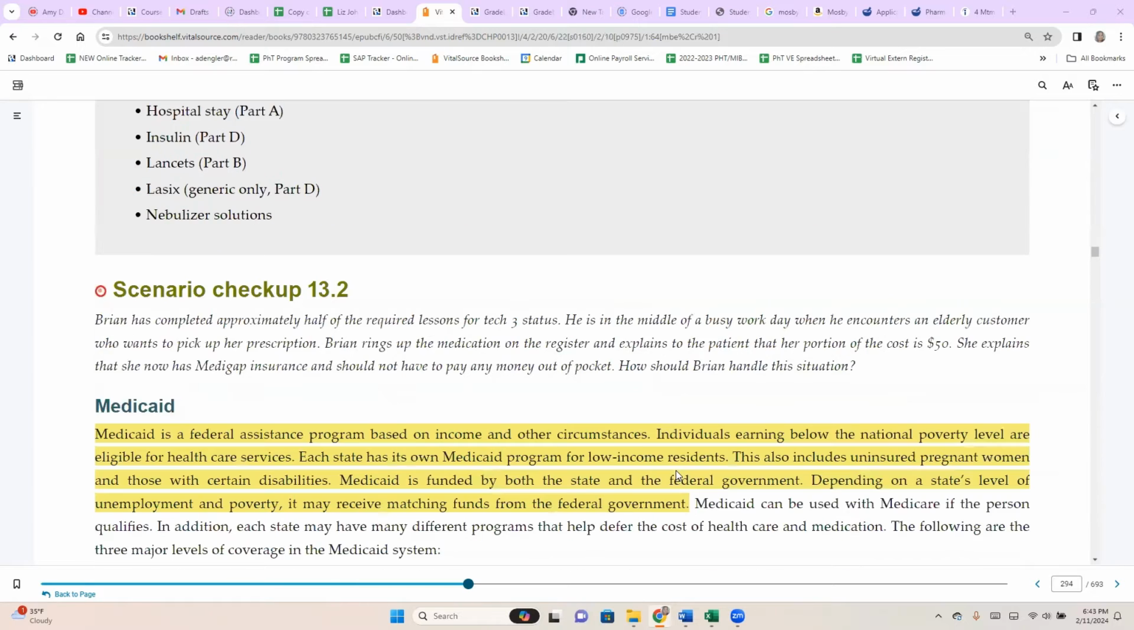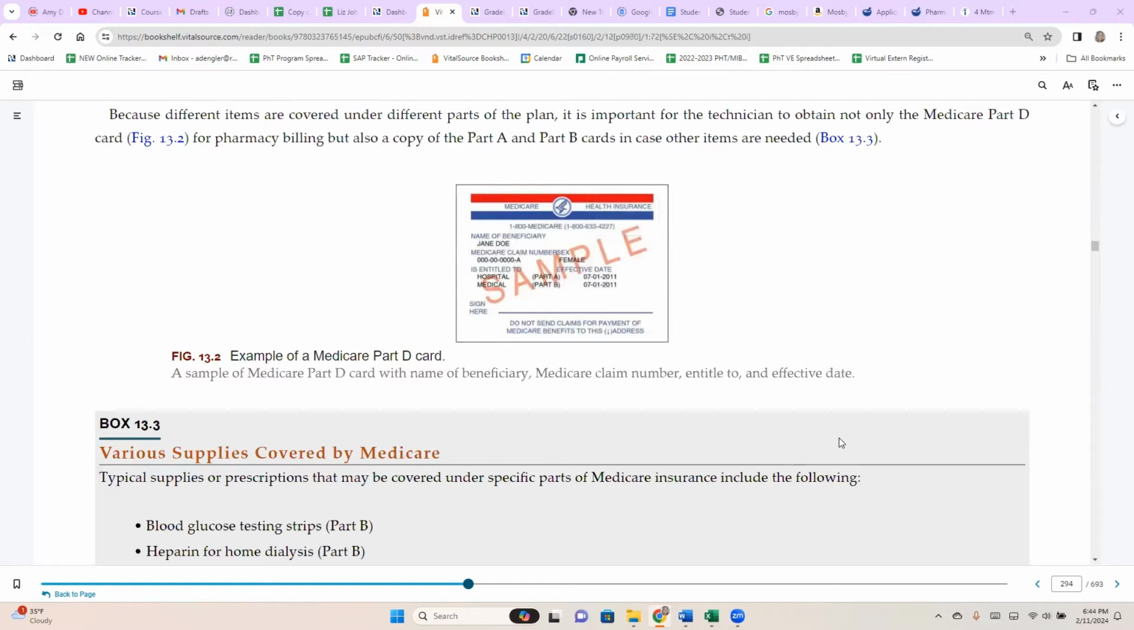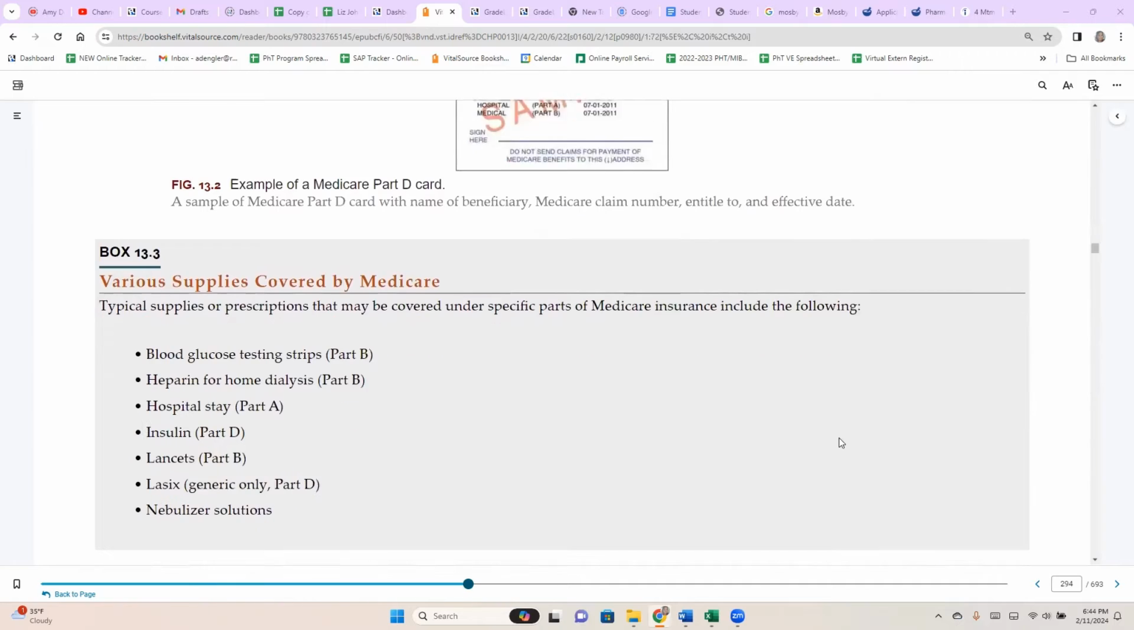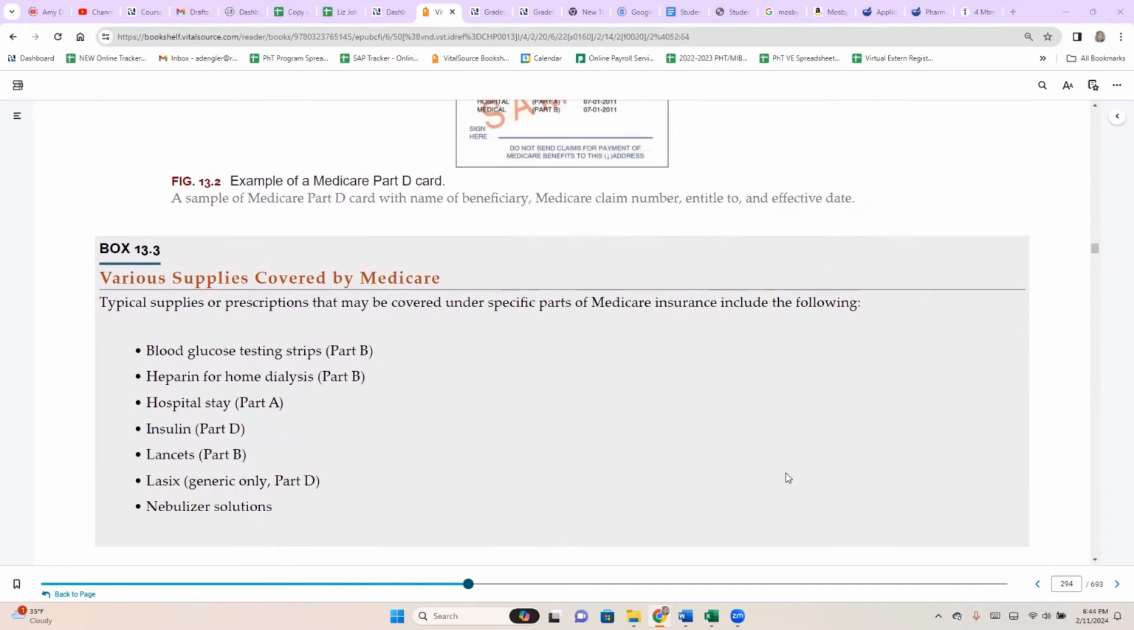Actually, this is not an example. This is an example of an A and B card. I don't know why it says that, but anyway. Here is box 13.3 of various supplies covered by Medicare.